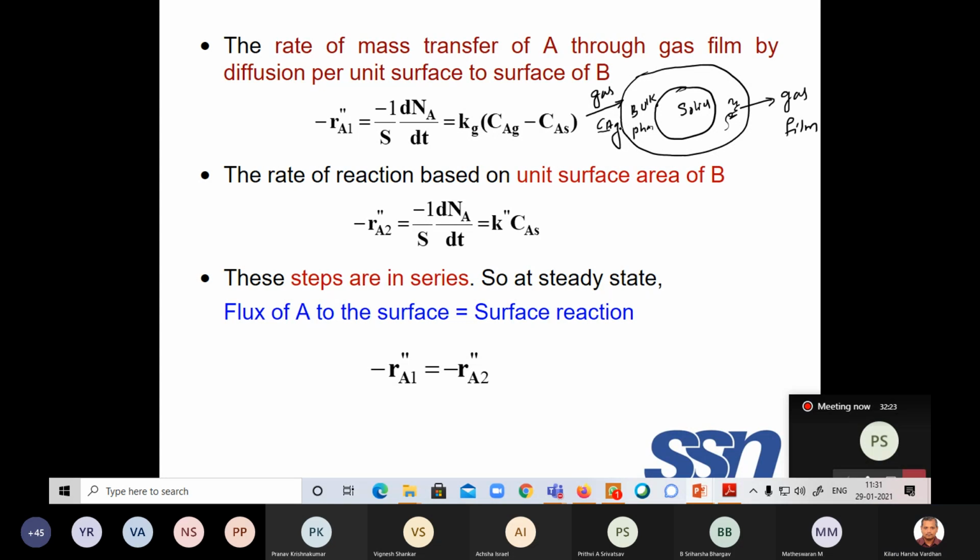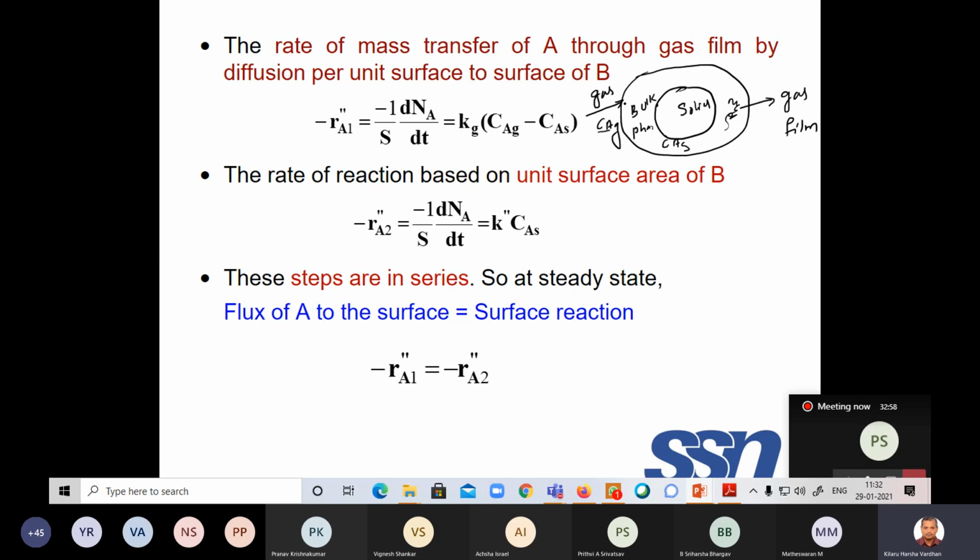Now let the concentration at this particular point, at the solid surface, be CAS. That is the concentration of A at the surface. The concentration of A in the gas film and the concentration of A at the surface will be different. That is why there is a diffusion. Because there is a change in concentration, diffusion plays an important role.